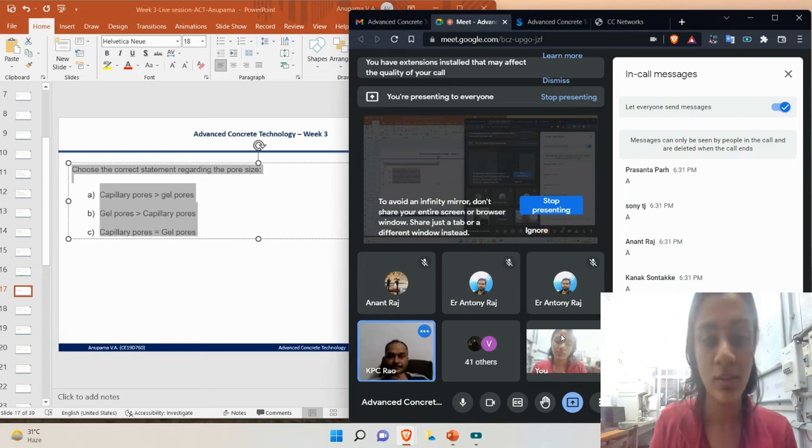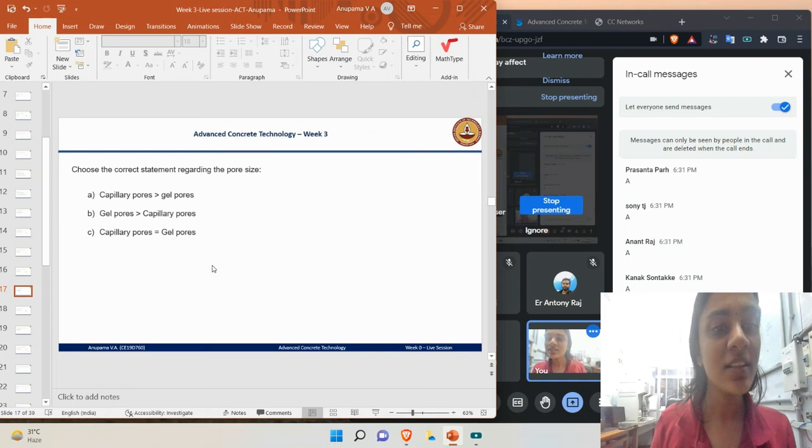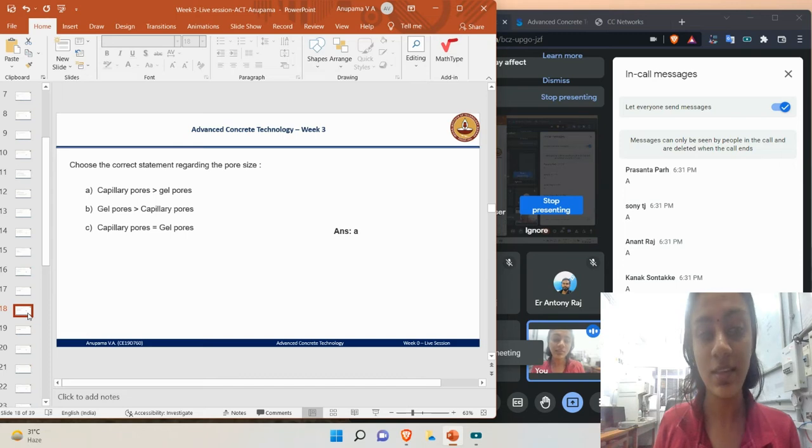I hope that's clear. Okay, so coming to our question, the correct answer is that capillary pores are having a size greater than gel pores. Gel pores are very minute, so they are present within the CSH gel.